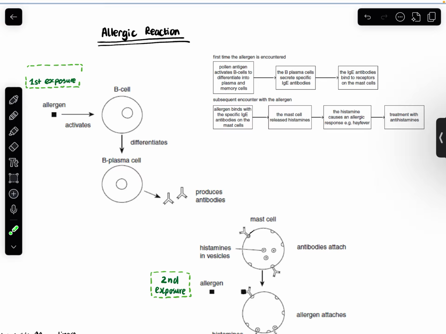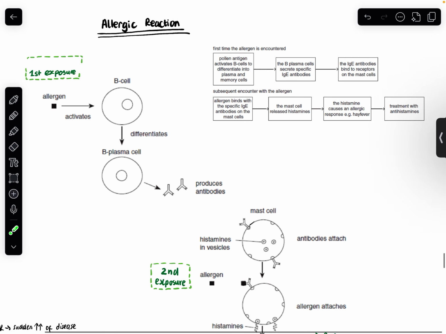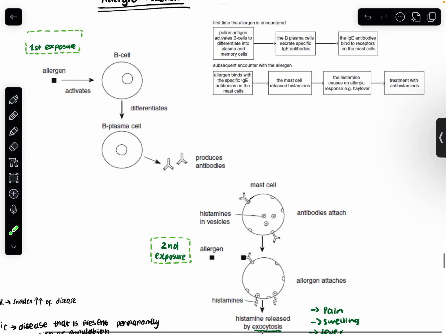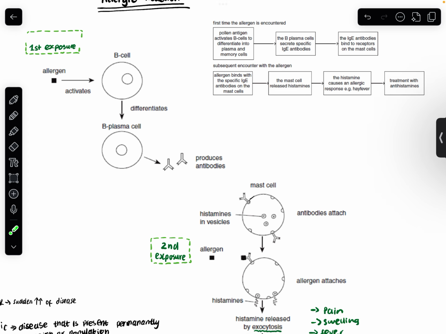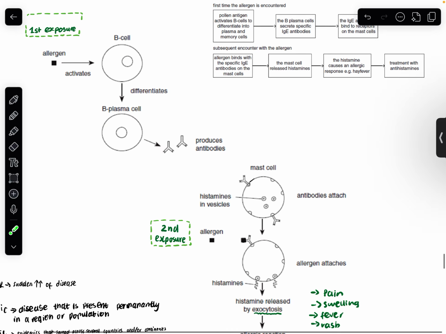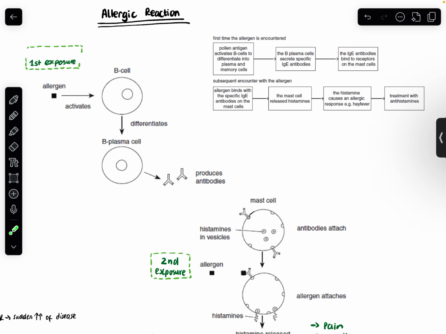They won't do anything. However, on the second exposure, the allergen binds to the antigen binding site of the IgE antibody that's on the mast cell. Now, this mast cell is triggered to release its histamines. Histamines cause vasodilation and vessel permeability, if we think about the inflammatory response, and symptoms of an allergic reaction include pain, swelling, fever, rash. That's what an allergic reaction is.